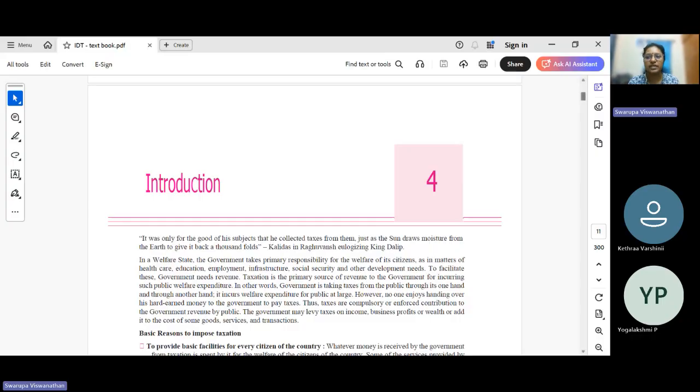So this particular module, that is module 4 or chapter 1 of IDT, is where you will be asked a question which is about 14 marks, that is section 6A and 6B.